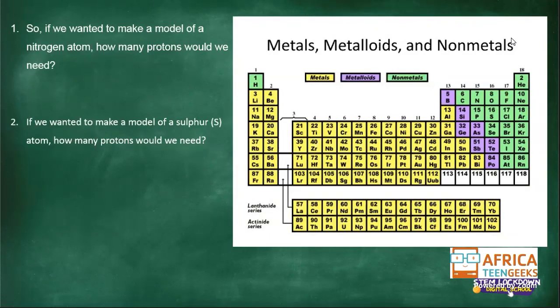Now, a quick question before I move on. Look at the periodic table. You can see it's categorized in yellow, purple, and green. Even though the answers are on, you can type it out. Which one is the metal? You can give me the color. In this periodic table, which elements are the metal? Which color?